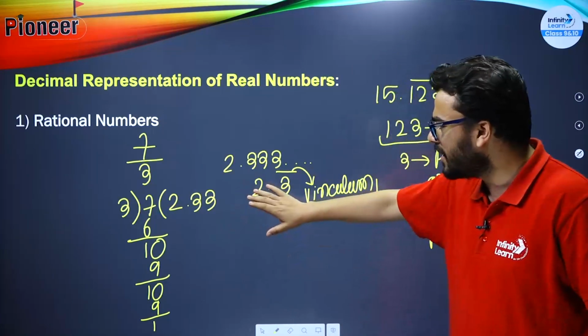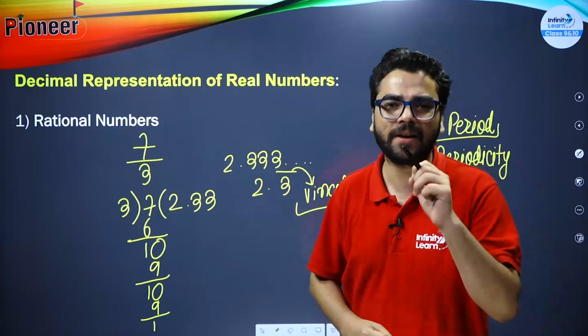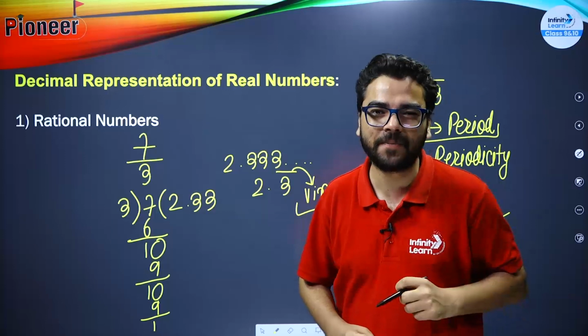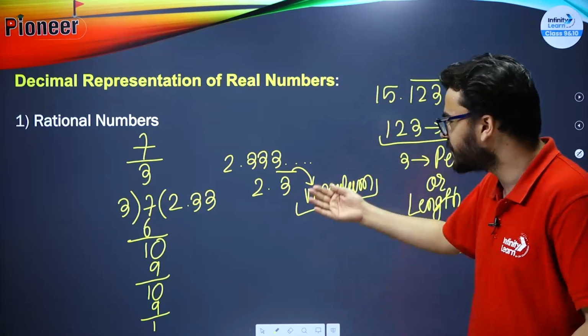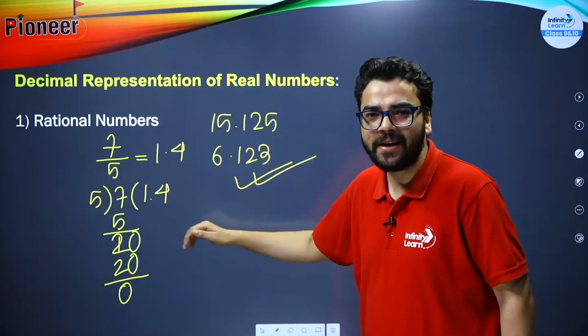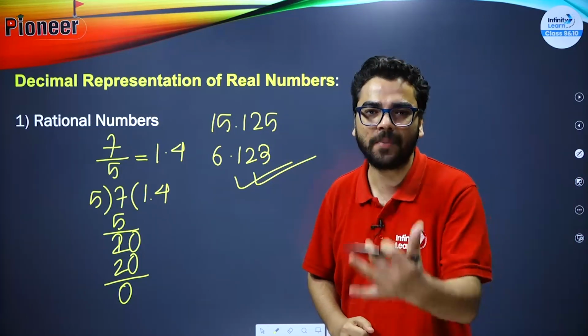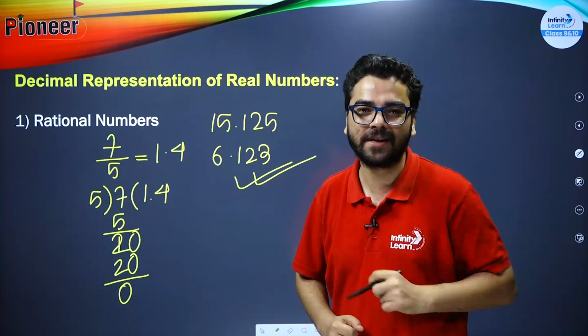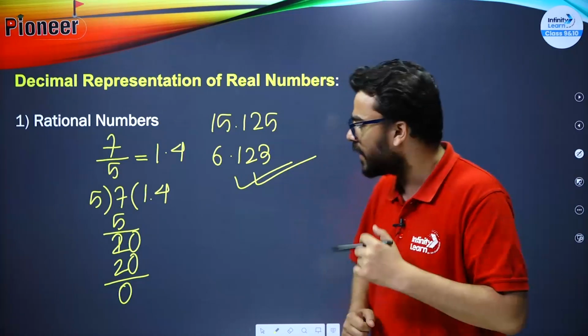Whether it can be non-terminating but repeating decimal representation, or we call it recurring decimal representation, or, which we have seen in the previous slide, it can be terminating decimal representation, which is stopping after some places of decimal. So the two types of decimal representation are there.